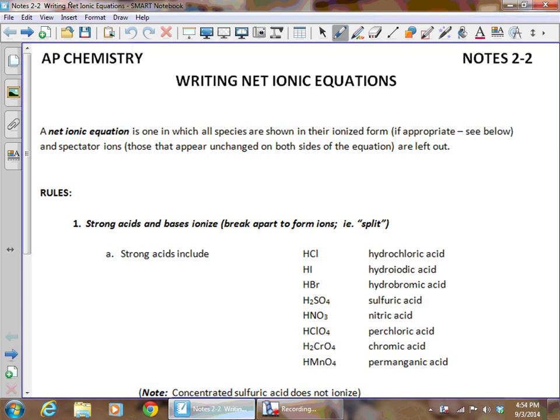Today we're going to talk about writing net ionic equations. A net ionic equation is an equation in which all the species are shown in their ionized form, if appropriate, and we're going to talk about that in just a moment.